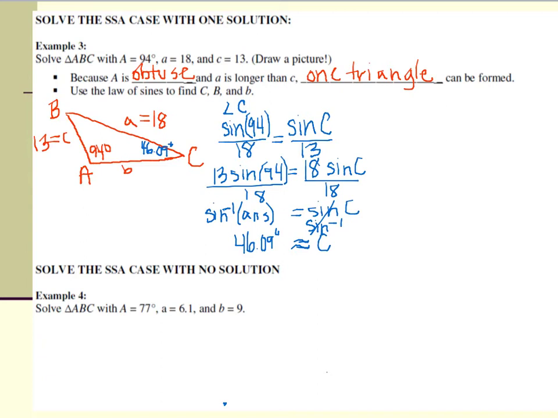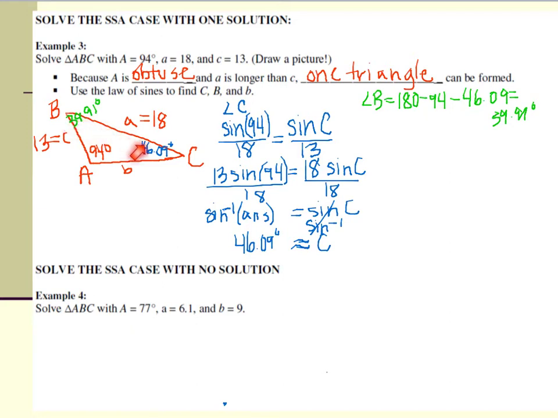Now we've got two of the angles. Let's find our third missing angle. Let's find angle B, and we can do that by subtracting from 180. So for angle B, we're going to do 180 minus the 94 degree angle that we know, minus 46.09. And that's going to equal 39.91 degrees. So angle B is 39.91 degrees.